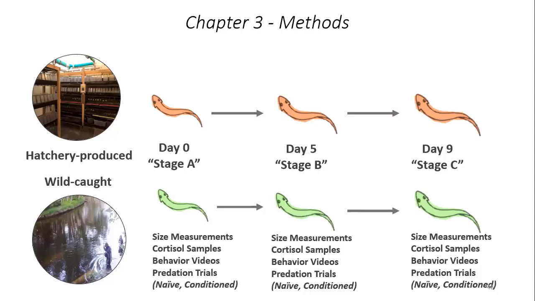So at each of the 3 stages, I collected data on size measurements, cortisol samples, I took behavior videos, and I conducted predation trials. And I had 6 replicates for each of 4 hatchery families or 4 drift nets, and then in each of the 2 treatments.